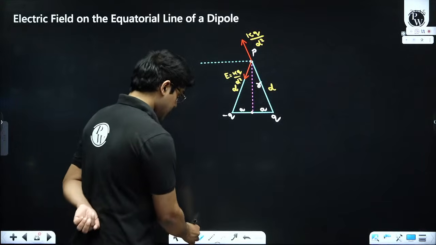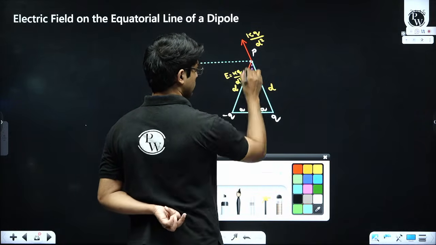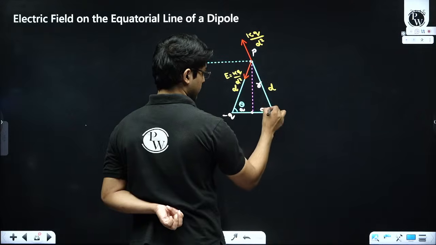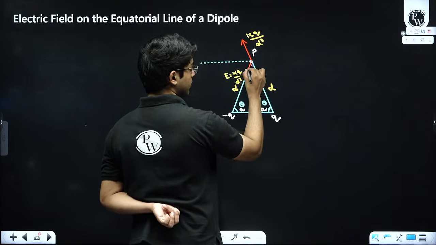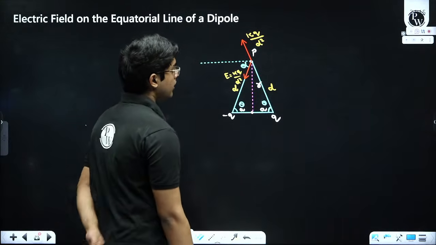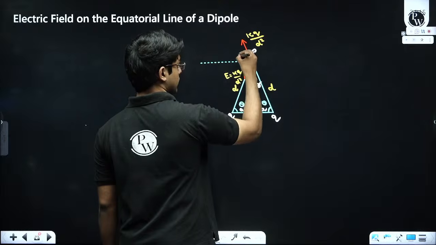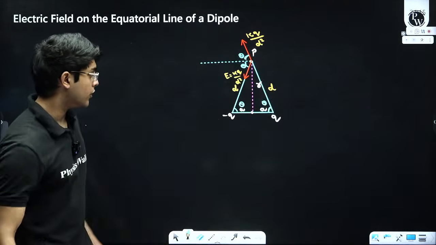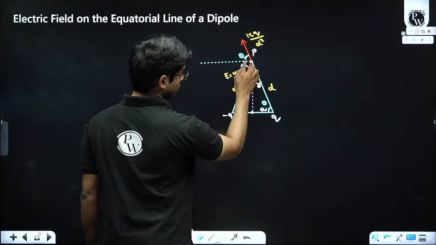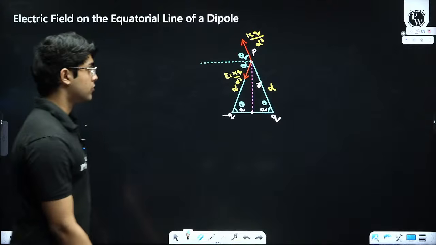Now let's say this angle is theta. This will be 90 minus theta, which means this will be theta, and this will also be theta. So these two angles will also be theta. You can also look at it like this: if this angle is theta, then this angle will also be theta, right? Just look at this Z. That way also you can do it.